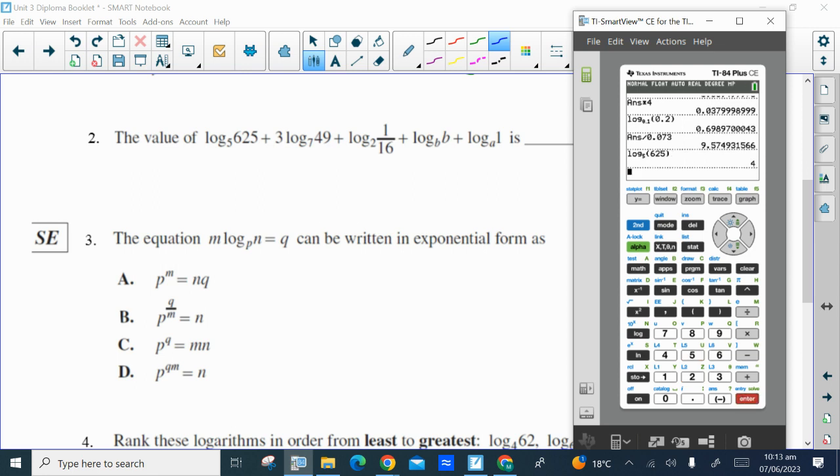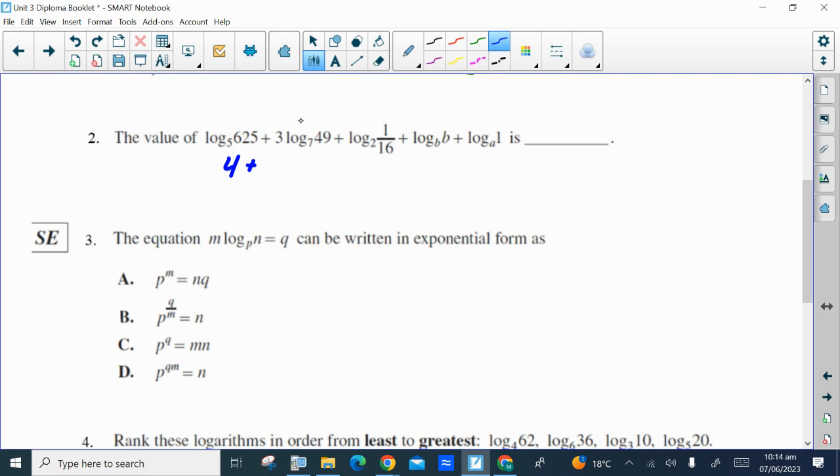You can also get that by using the change of base identity. Log of 625, close the bracket, divided by log of 5. Try that again. There we go. So either way, the value of that is 4.